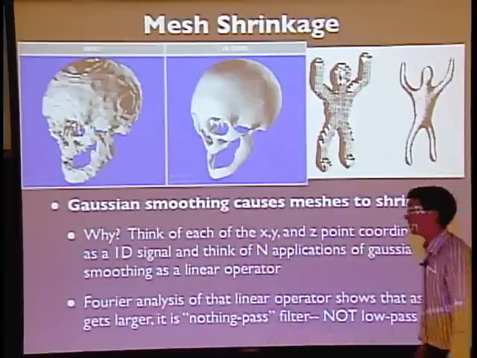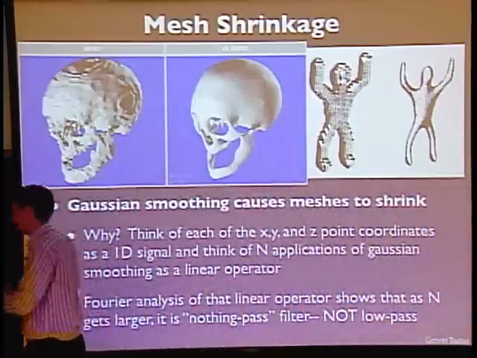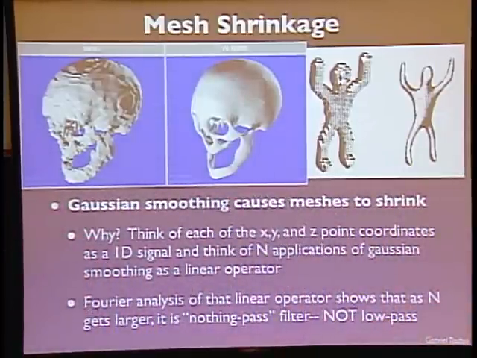The reason for this is pretty interesting. It's a mathematical thing that you can prove: multiple iterations of Gaussian smoothing is a zero-pass filter. So what does that mean? I'll show a little diagram on the next slide.